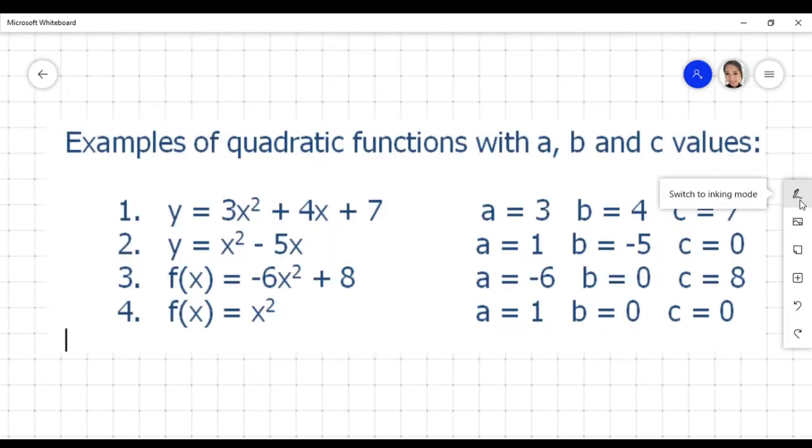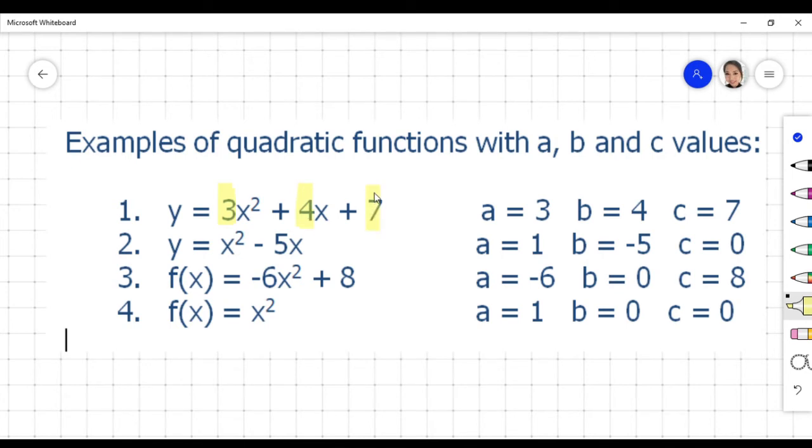We have here some examples of quadratic functions with a, b, and c values. First example, y is equal to 3x squared plus 4x plus 7. So our a is 3, our b is positive 4, and our c is 7. Now for number 2, we have y equals x squared minus 5x.